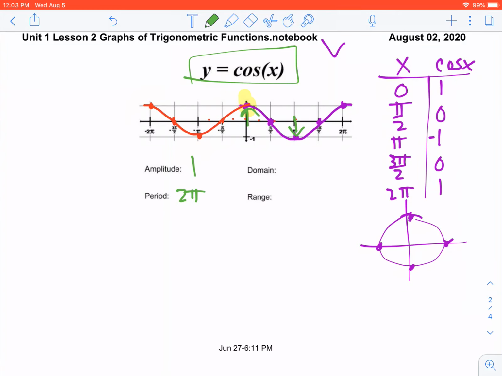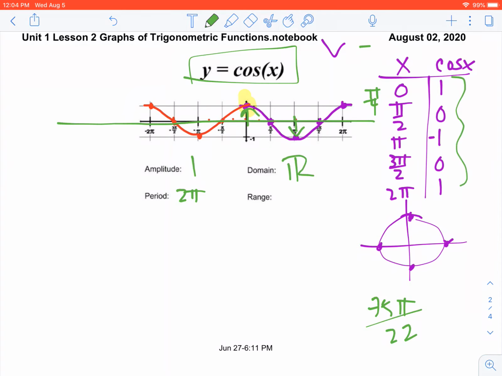The domain is going to be similar. Again, I chose these arbitrarily, but I could have picked pi over 4. I could have picked 75 pi over 22. I could have picked any negative value. You will always have an x value on the cosine. And similar to the range of sine, we can only have range values that are between -1 and 1.